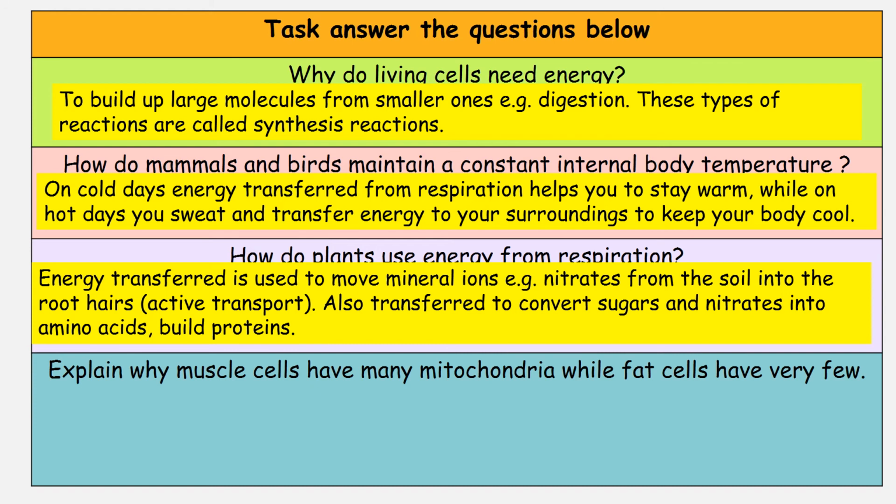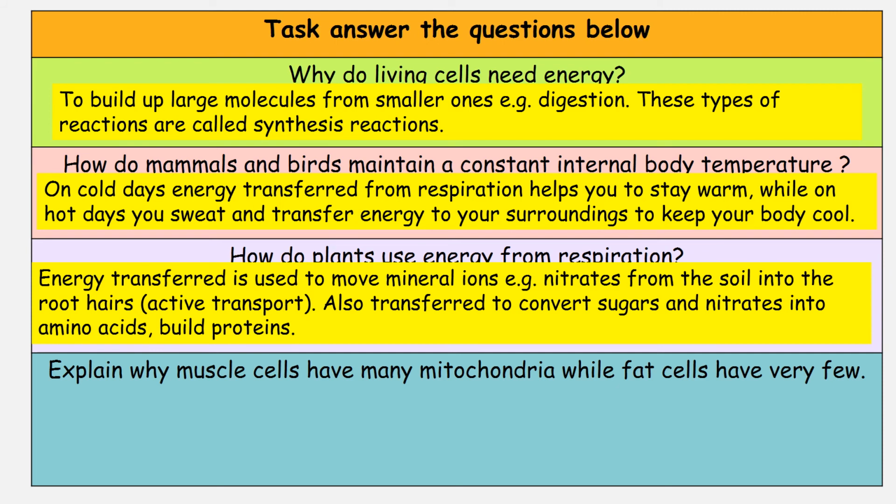And their really important area for active transport is moving mineral ions, such as nitrates, into the plant through the root hair cells, because it's going from low concentration to high concentration. So well done if you remembered that one. That's probably the trickiest bit to have gotten out of these questions. So well done if you got that.